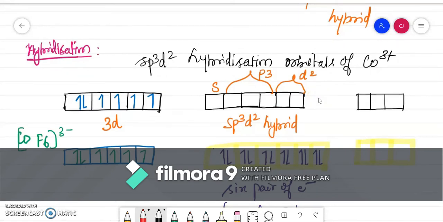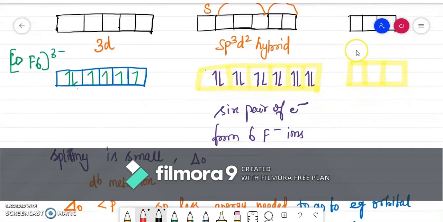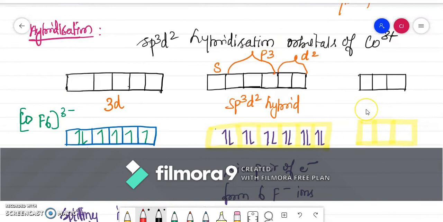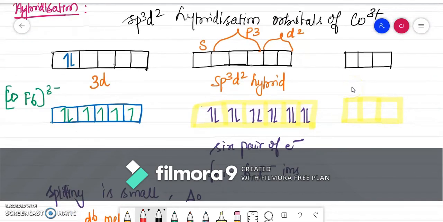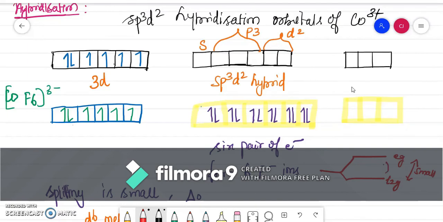How does it come? Because the splitting is happening in the particular complexes like this. It is a small splitting. I will show you how it is happening. The splitting is happening in this way. This is t2g, this is eg. The difference between these two orbital sets is small. The splitting is very small, so the electrons will go to the higher level, that means the eg orbitals, and fill easily. Got it? So that only it has a high spin. As I said earlier, high spin is happening.